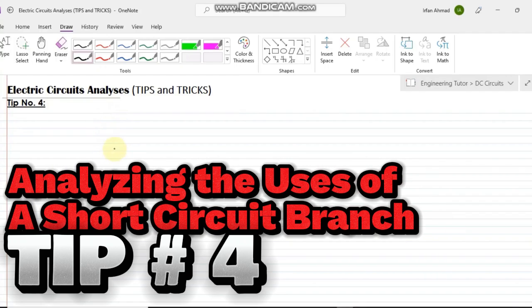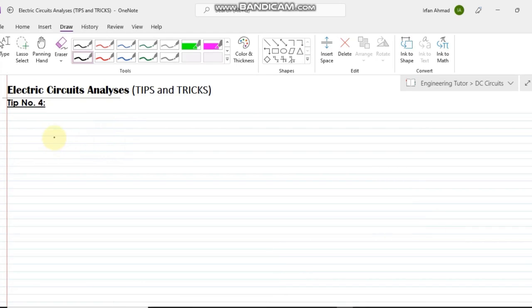Hi again. So today we are going to discuss tip number 4 in electric circuit analysis problems. This tip is basically related to short circuits. The benefits of using short circuits and all the analysis problems related to short circuits will be discussed here.